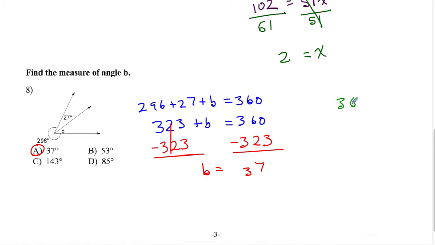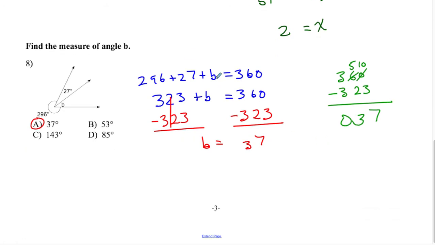So 360 minus 323. I can't do 0 minus 3, so I have to borrow from the tens place. So that's a 5. That's now a 10. 10 minus 3 is 7. 5 minus 2 is 3. 3 minus 3 is 0. And that's where I got 37 from. I just did it in my head.